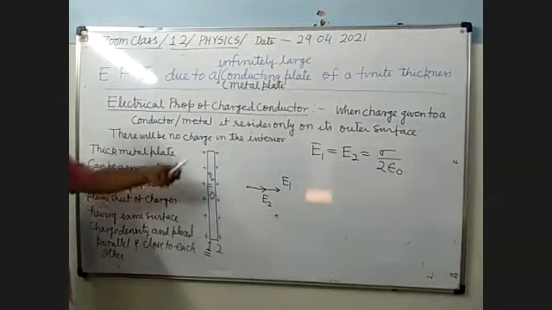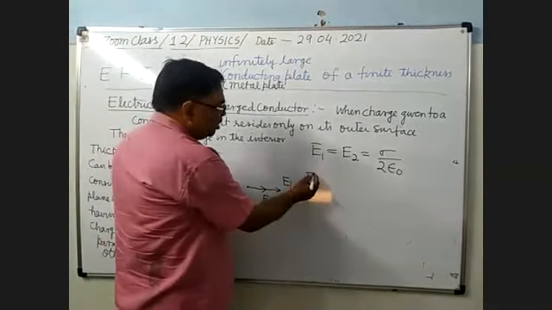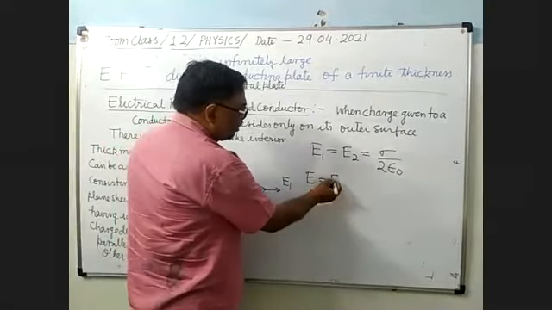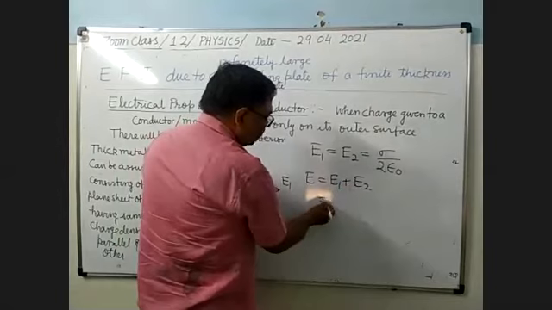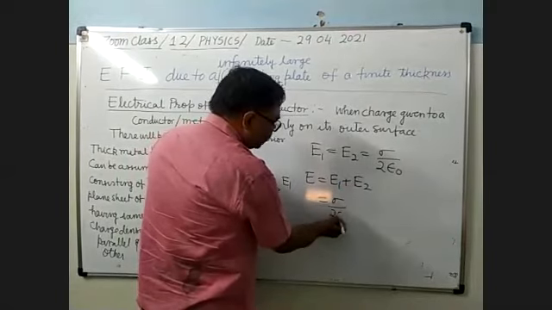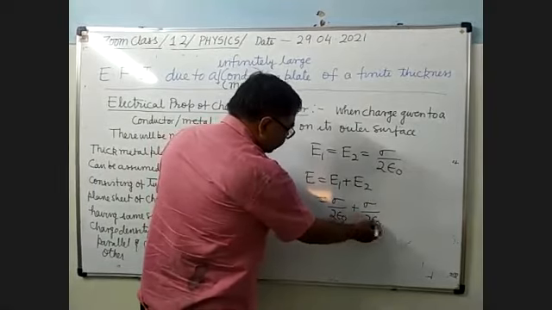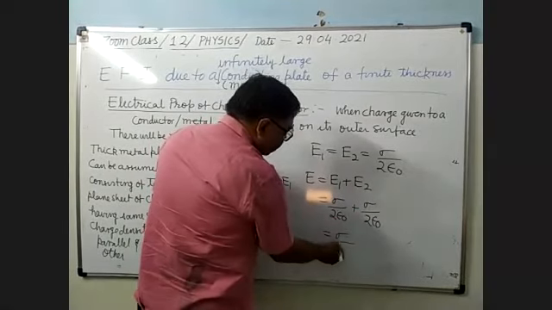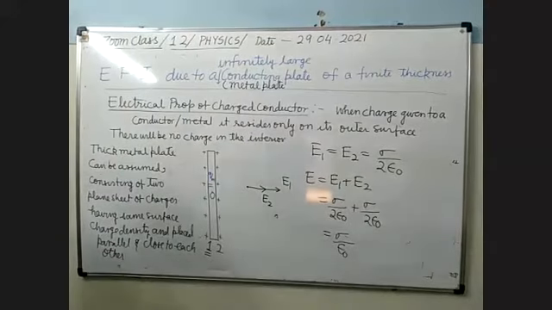So what will be the net electric field here? Net electric field will be given by E1 plus E2, when you add sigma upon 2 epsilon naught plus sigma upon 2 epsilon naught. That is sigma upon epsilon naught. So all of you remember this.